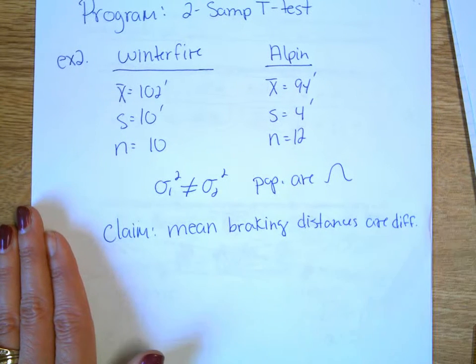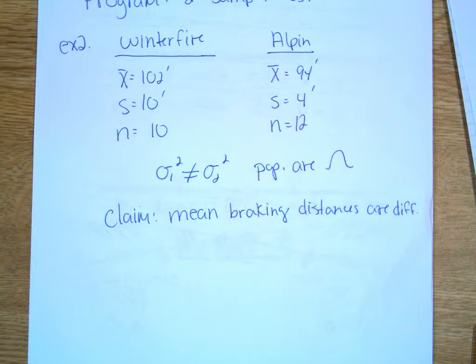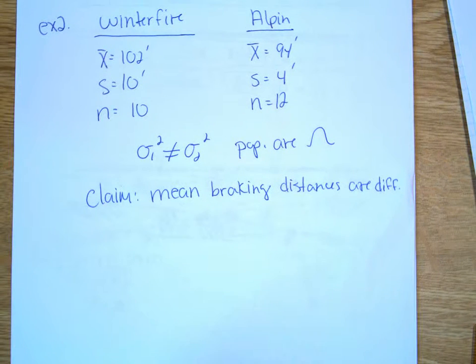I can see 102 is different than 104, but are they far enough apart to be in the tail of the other graph? That is what we're checking. Is that a significant difference? Okay, so even though we're doing it by program, we still rewrite the claim.